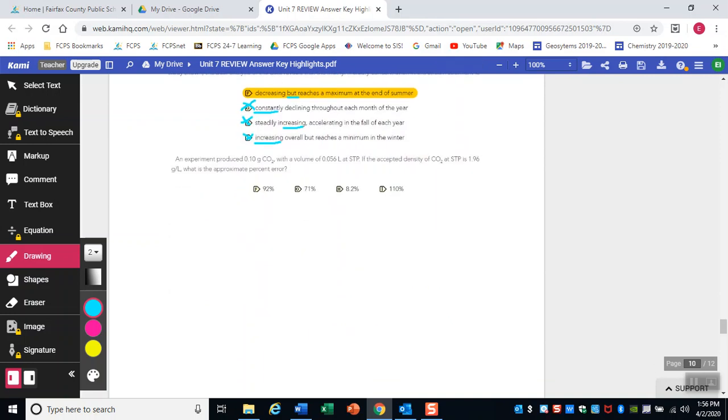An experiment produced 0.10 grams of carbon dioxide with a volume of this many liters at standard temperature and pressure. The accepted density of carbon dioxide is this. What is the approximate percent error? So remember, percent error is, well, error is like how much off you were, right? So how much off you were, you're going to subtract to find the difference. So I'm going to take the accepted value, which is 1.96.